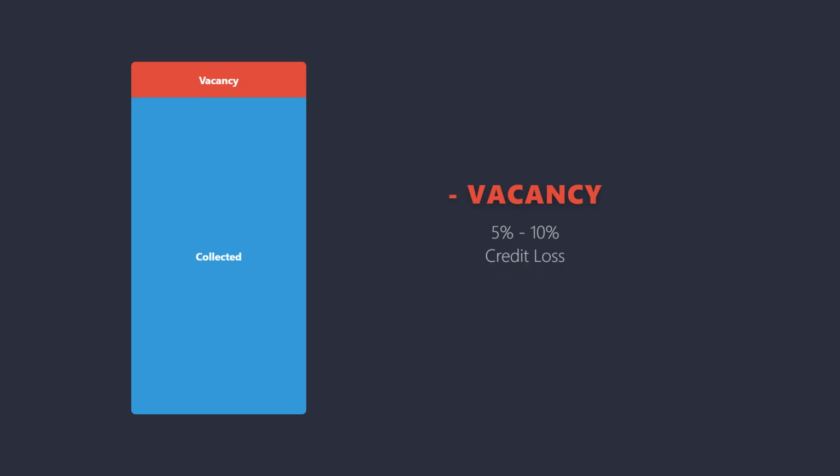Net operating income is calculated by subtracting total operating expenses from effective gross income. This figure represents the property's income stream before financing costs. Net operating income is the standard metric used by commercial lenders. Lenders use net operating income to calculate the debt service coverage ratio.